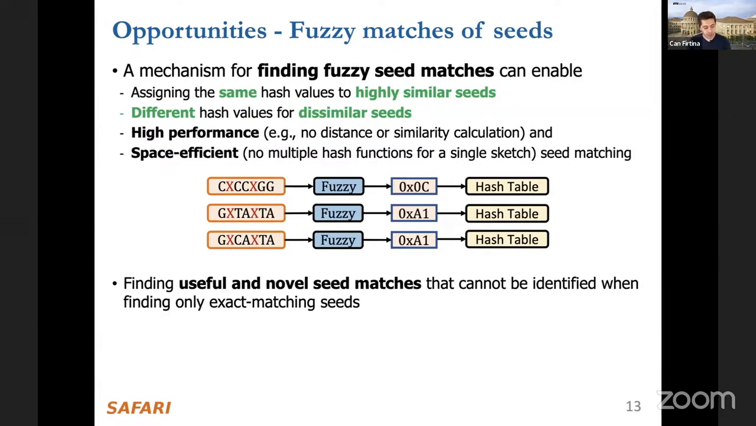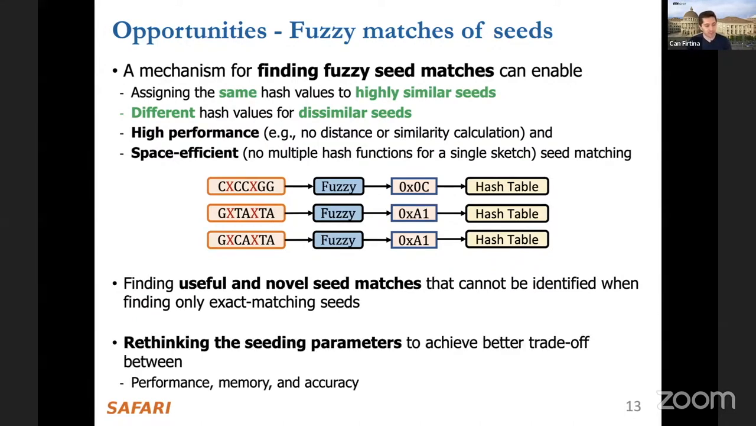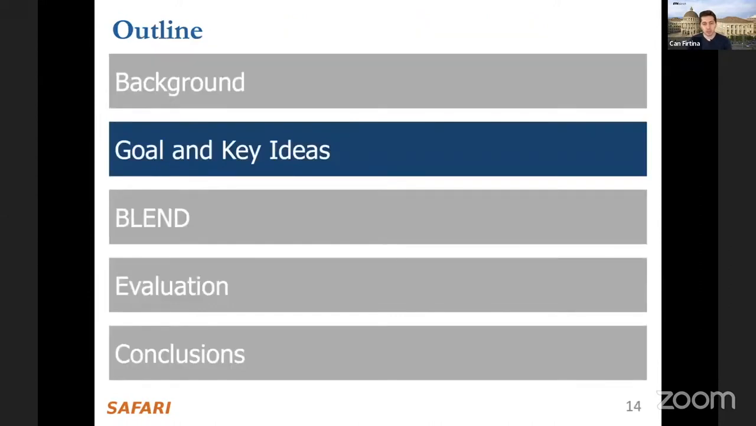So finding useful and novel seed matches that cannot be identified when finding only exact matching seeds can essentially be achieved using this fuzzy seed matching technique. And this also enables us to rethink the seeding parameters to achieve a better trade-off between performance, memory, and accuracy. These seeding parameters would be the k-mer size and window length and many other seeding parameters. So now that I covered some basics in read mapping and seed matching, I'll now go over our goal.